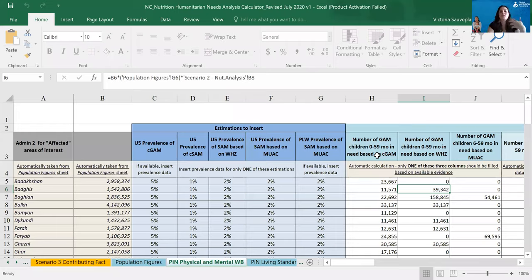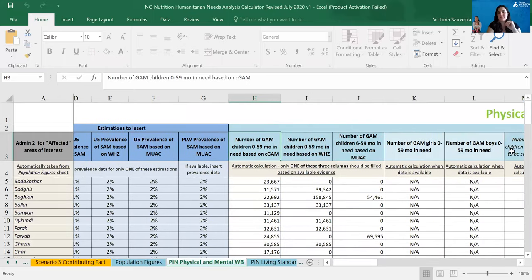Ideally, if you have that information, and with the latest SMART software updates from earlier this year, you can have CGAM automatically calculated in the report tables from SMART. That said, since we haven't been using CGAM in the previous sheets, we would now need to insert the prevalence of CGAM here and the prevalence of CSAM. CSAM is the combined severe acute malnutrition indicator that would help us indicate the CSAM number of children in need.